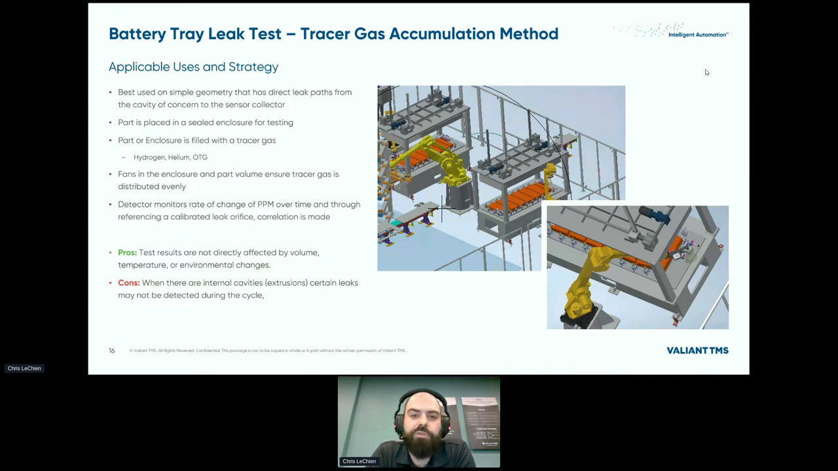When you're dealing with aluminum battery trays that have aluminum extrusion sections, which do have hollow sections, in the event that you did have a leak that goes through one of those sections, it's possible that the tracer gas might not make it all the way through into the main cavity within the actual test time. Because of that, the differential pressure and mass airflow methods are still being researched and developed right now, and Valiant is working on some research projects for those to eliminate some of the potential failure mode of the tracer gas system.